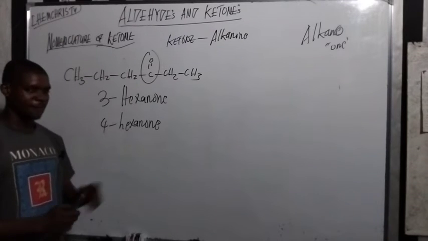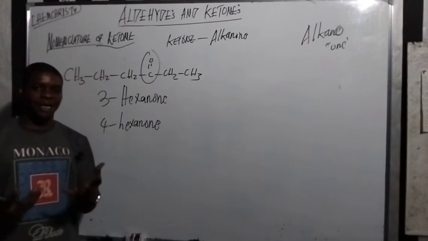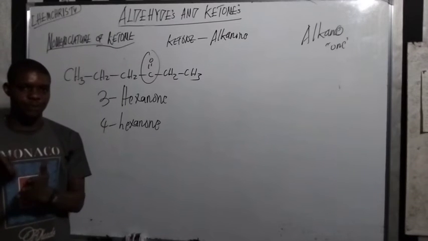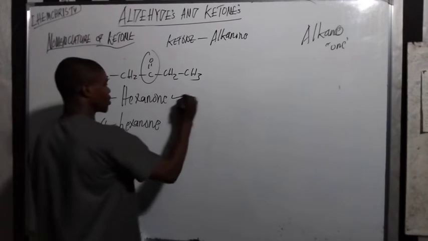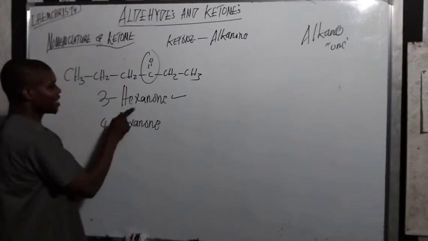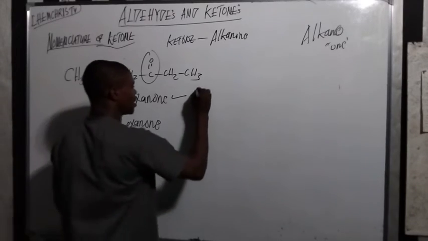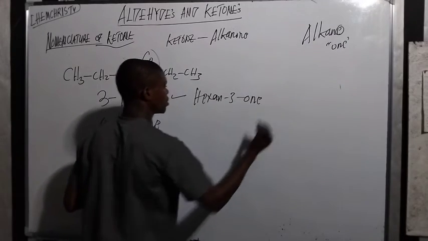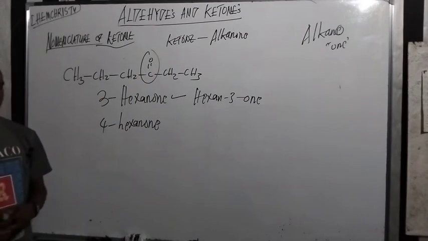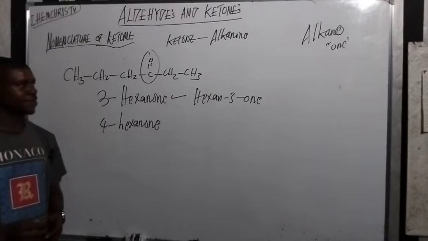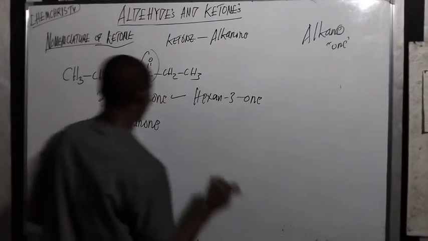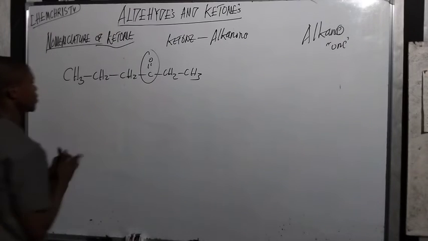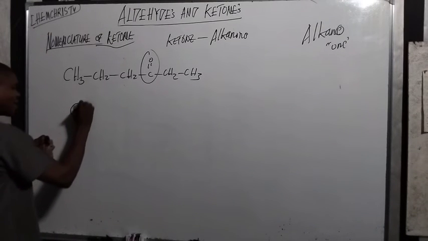Is it this one or this one here? Remember, according to the rule of nomenclature, the functional group must have the lowest possible number. So this is the correct one. Now 3-hexanone can also be written as hexan-3-one. They're the same thing. So this and this, they're the same thing. Now, what if you have a substituent? For example, here we have CH3.